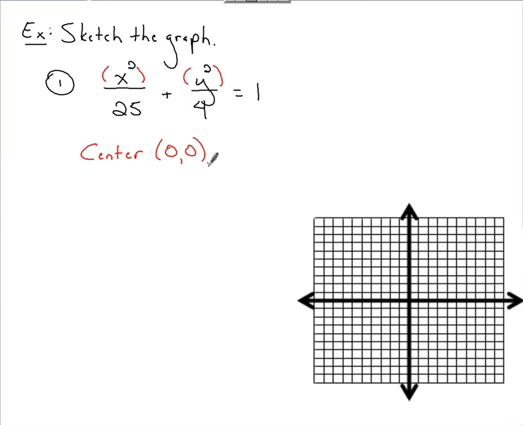Now, since this is the first problem we're doing, as I find information over here, I'm going to go ahead and plot it on the graph. Got my center point for my ellipse located at the origin. Okay, next thing I'm going to figure out is the length of the x radius.